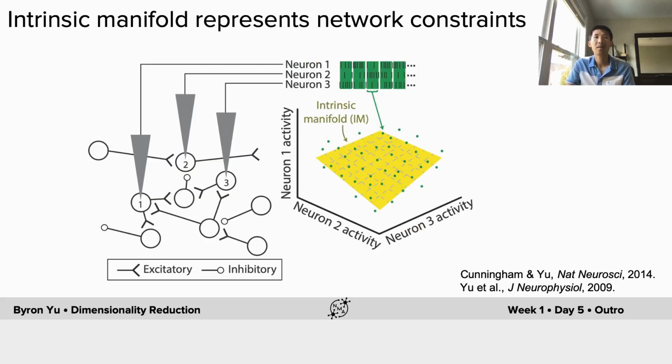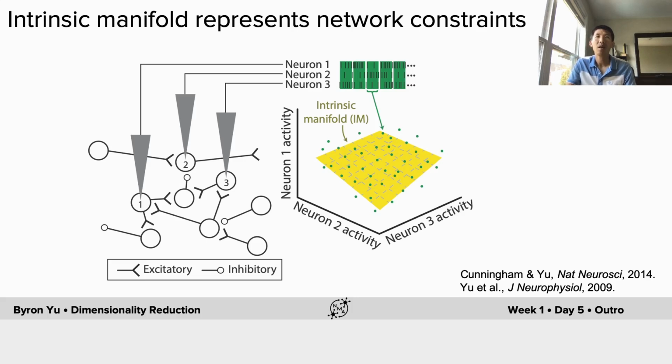So this led us to develop the following hypothesis, which is based on the empirical observation that these green points don't uniformly populate the entire population activity space. Rather, this neural activity tends to lie within some low-dimensional space, which we call the intrinsic manifold, within the population activity space.